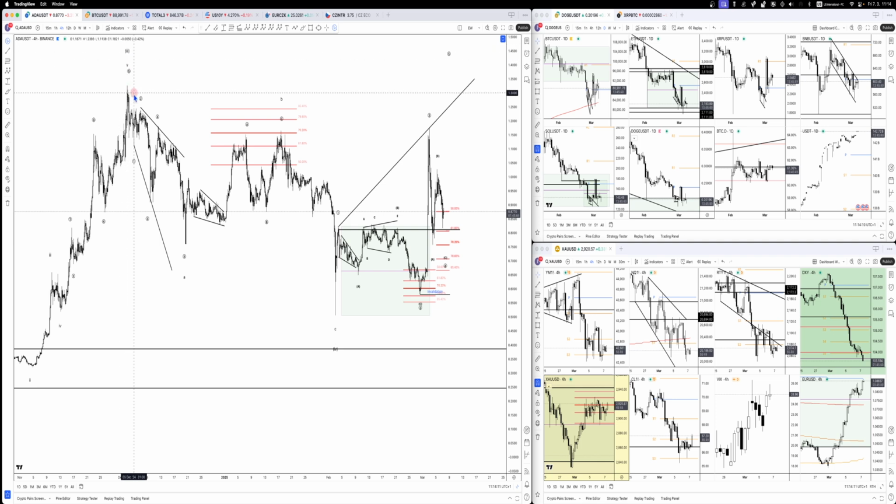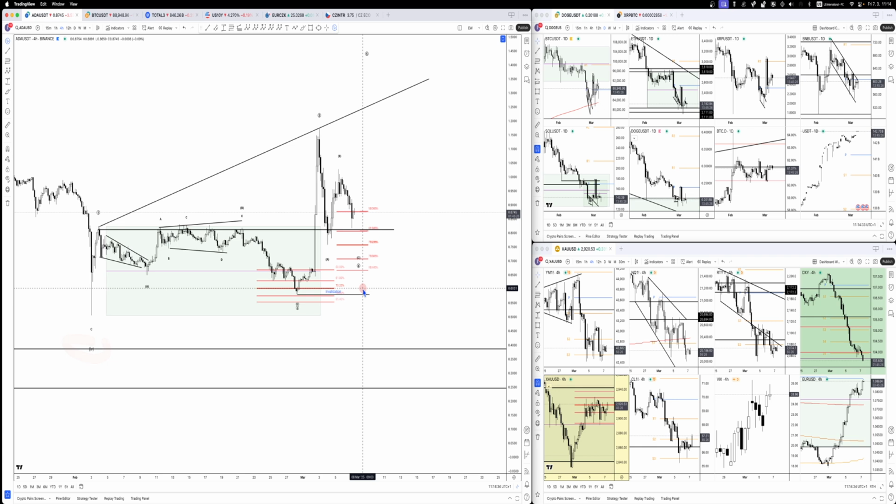And we had then an ABC in the form of an expanding leading diagonal, followed by a B correction to the upside and a C leg to the downside. That C leg to the downside, with the liquidation cascade we had early February, marked the bottom for wave 4.